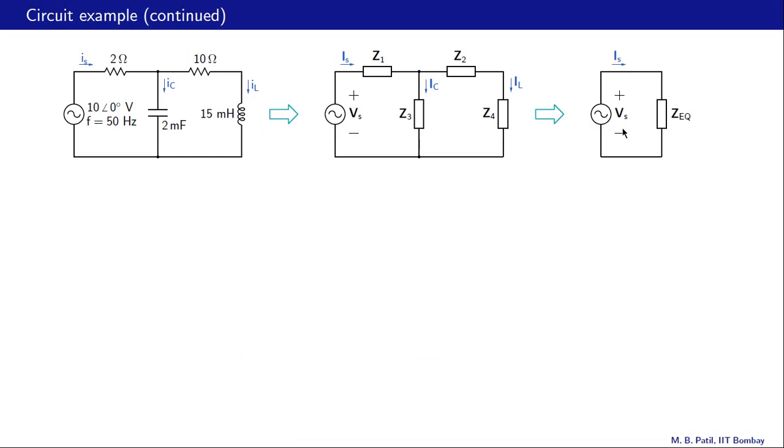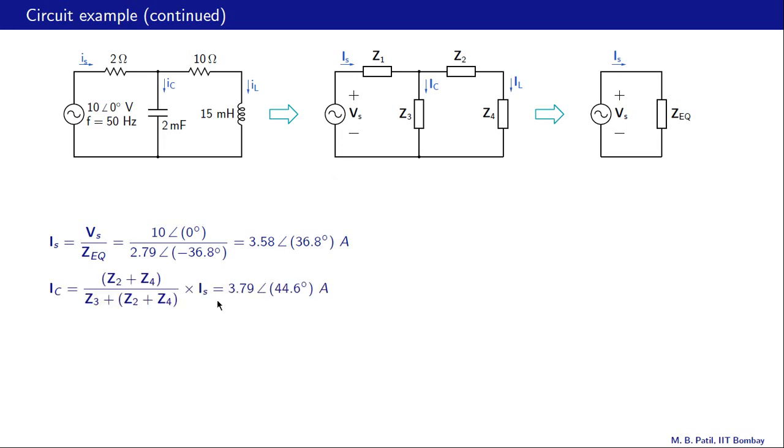We already have Vs. So now we can calculate Is. So Is is Vs divided by Z equivalent. Vs is 10 angle 0, and Z equivalent from the last slide is this number here. So that turns out to be 3.58 angle 36.8 degrees ampere. Once we get Is, we can now get Ic by using the current division formula. That is Ic equal to Z2 plus Z4 divided by Z2 plus Z4 plus Z3 times Is, like that. And that turns out to be this number.